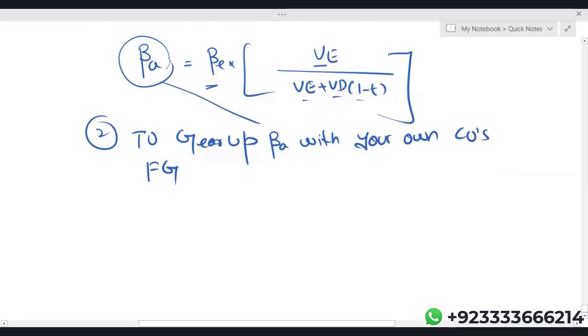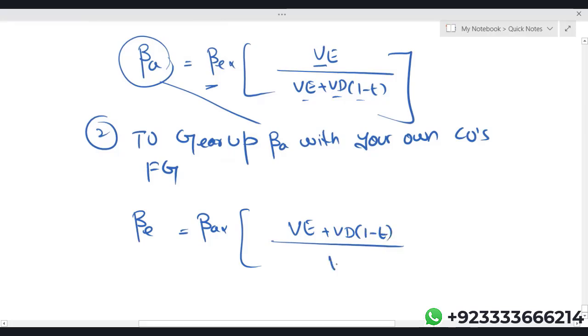Now we will be converting beta asset to beta equity. So beta equity will be the subject, is equal to beta asset times (V plus VD(1 minus tax)) over V. I have written the formula of beta equity in such a way that you can use it in Excel. Otherwise, obviously in Excel, it becomes difficult. So you should know the formula when you are converting beta asset to beta equity, and when you are converting beta equity to beta asset.